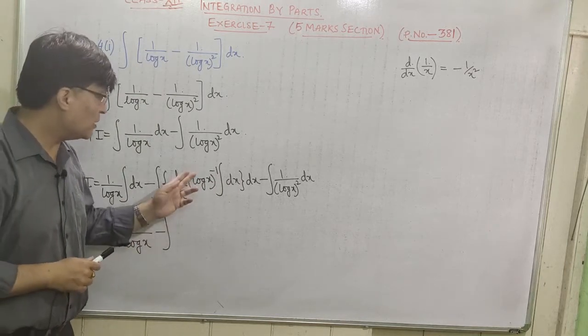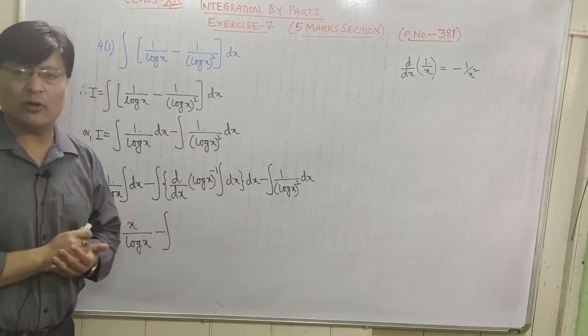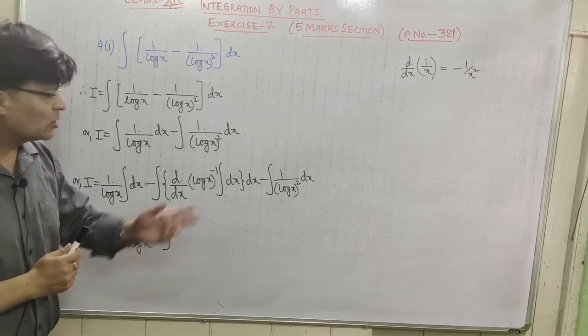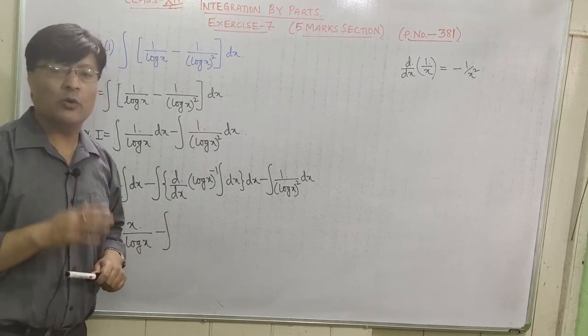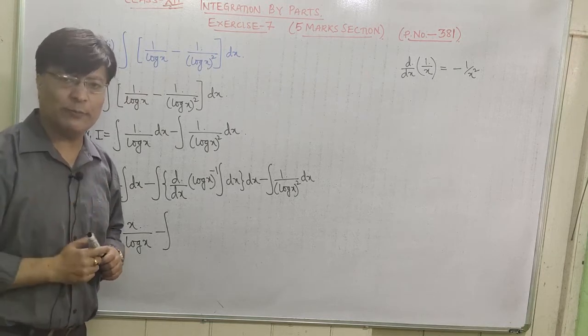It is just like your x to the power n. We can assume log x as x. So this is your x to the power n form. What is this differentiation with respect to x? N into x to the power n minus 1.